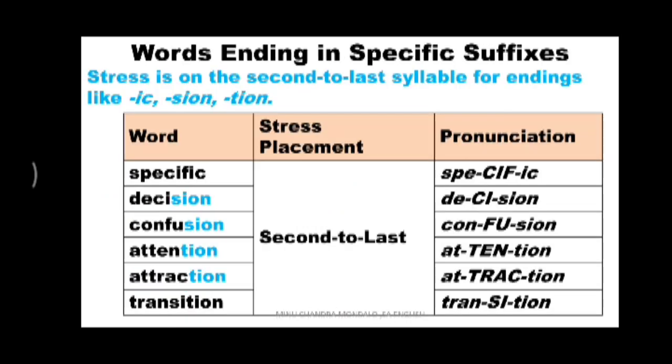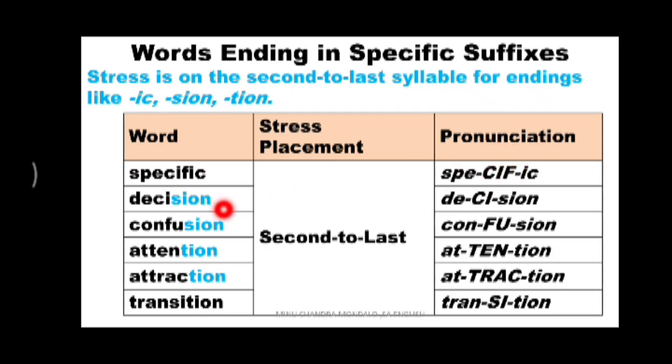Stress is on the second to last syllable for endings like IC, SION, TION. Here is an example. The word specific has three syllables. They are spe, ci, fic. As this word ends with IC, the stress will fall on the second to last syllable. Here ci is the second to last syllable. So the stress will fall on ci.